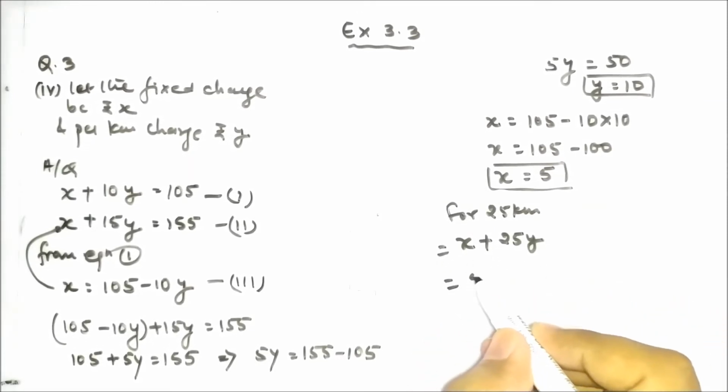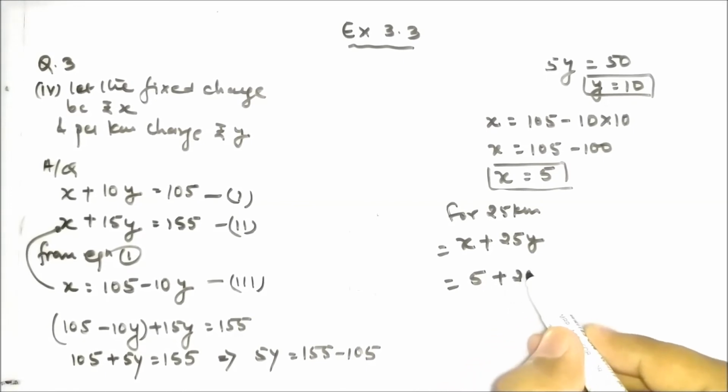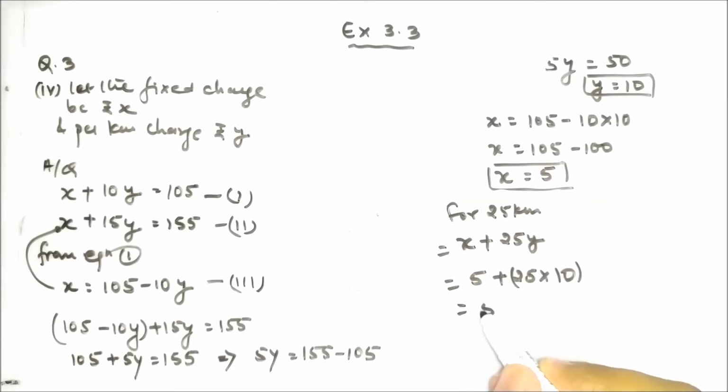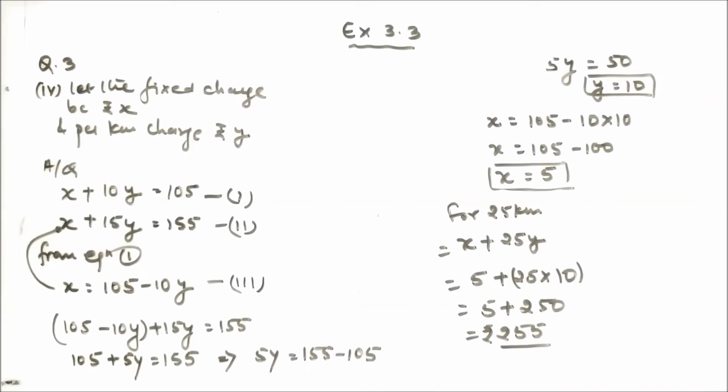So fixed charge here is 5 plus 25 into per kilometer charge is 10. Okay, so when you solve this, it will be 5 plus 250. When you add this, it will be 255 rupees. So for 25 kilometers, the charge paid is 255.